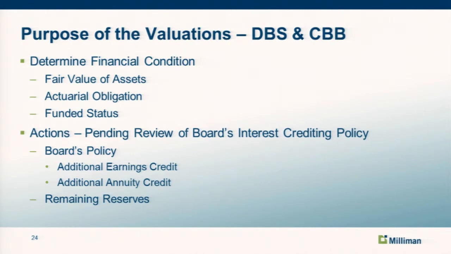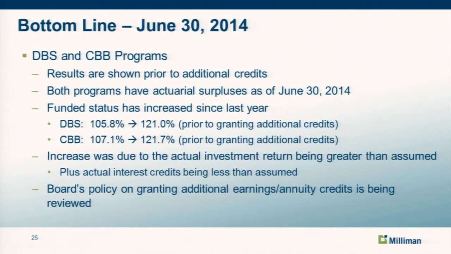So actions, obviously the board has already considered the interest crediting policy. So we're basically just gonna take a look at the valuation results right now and then the results of the interest crediting policy at a later time. So the bottom line as of June 30th, 2014, again, results being shown prior to the additional credits: both programs are in an actuarial surplus position as of June 30th, 2014, so this is great. And in fact, they're very strong surplus positions right now. Funded status on both programs increased over the prior year.